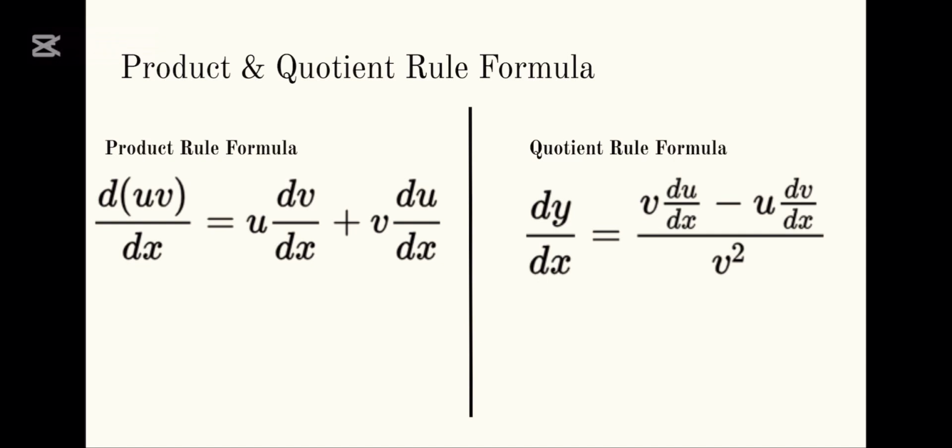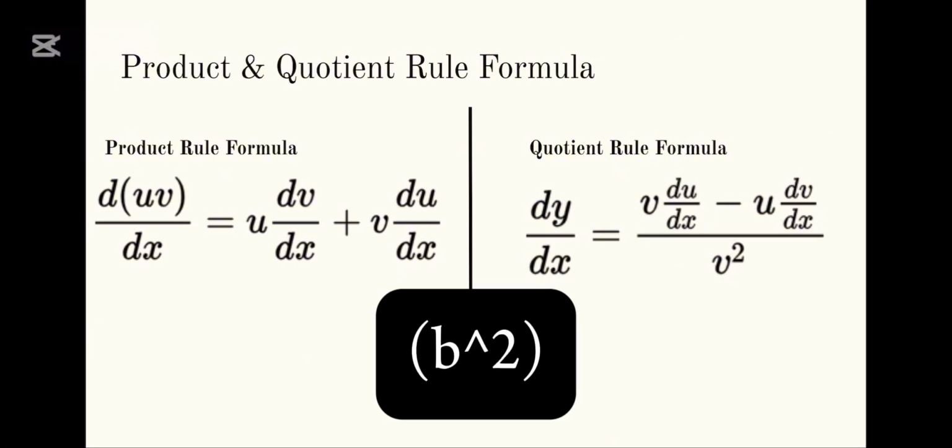And the formula for the quotient rule, the derivative equals v times the derivative of u minus u times the derivative of v all over v squared. Or if we're using a and b to define the terms, it's going to be a prime times b minus a times b prime all over b squared.